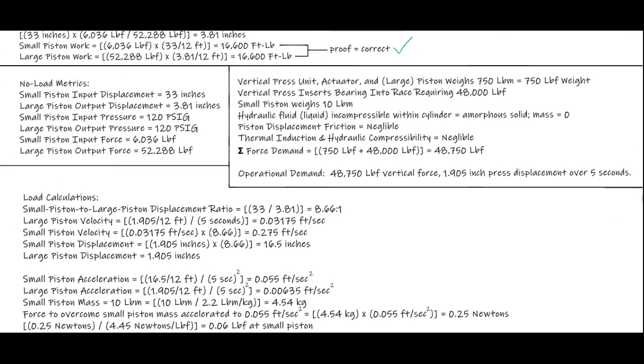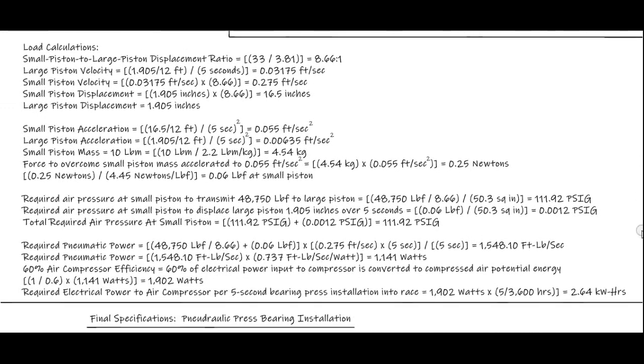So moving on here, we go over to the load calculations. The small piston to large piston displacement ratio, as previously mentioned, 8.66 to 1. We have a large piston velocity of 1.905 inches per 12, that's feet, over 5 seconds, so 0.03175 feet per second. And because the displacement is inversely proportional, we also can compute the velocity at the small piston. That's none other than the velocity at the large piston times 8.66, so 0.275 feet per second at the small piston.